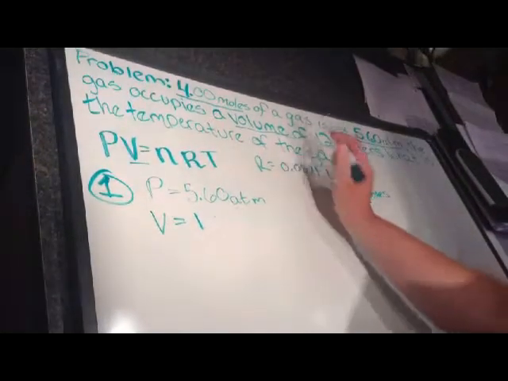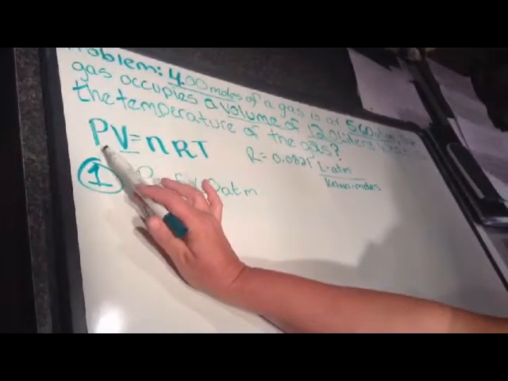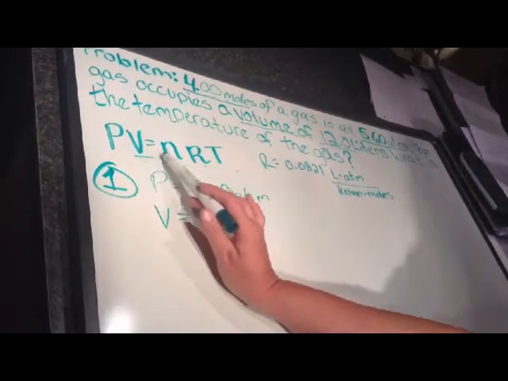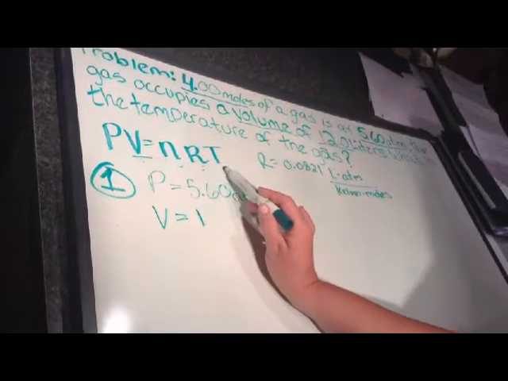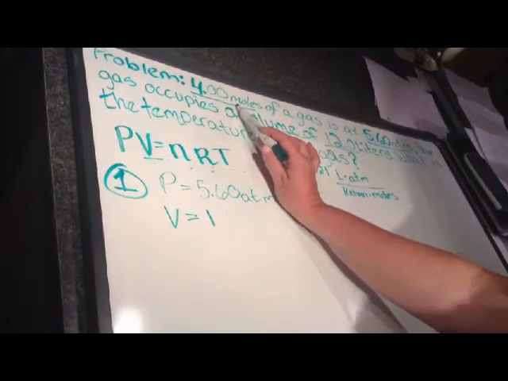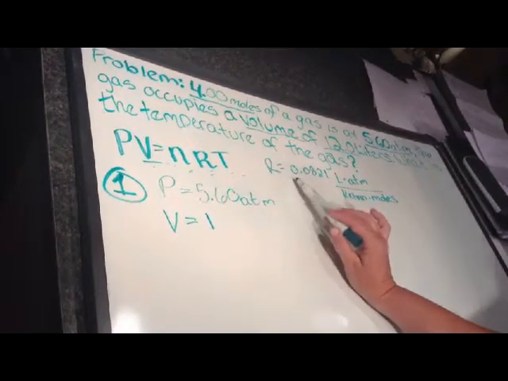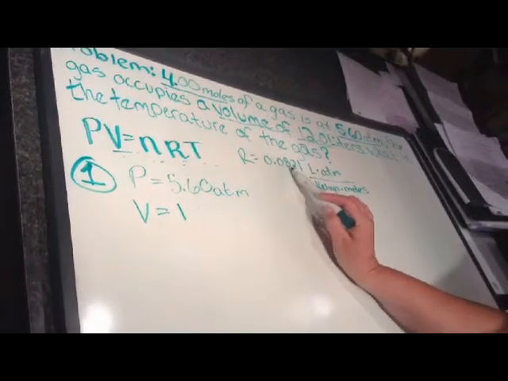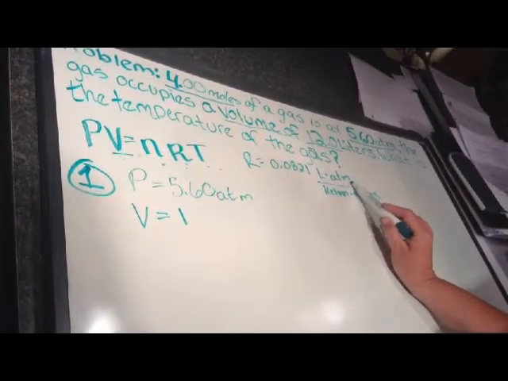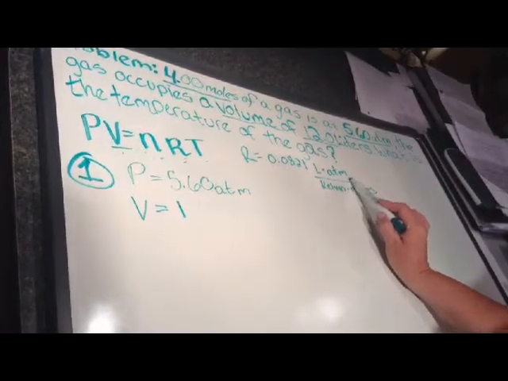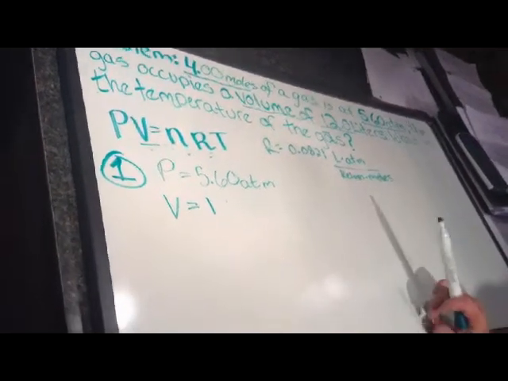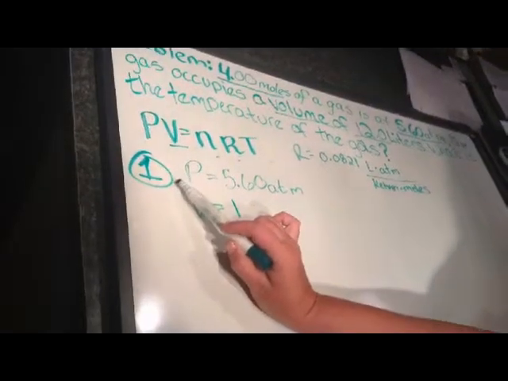So to solve this problem, we're going to use the ideal gas law equation, which is PV equals nRT. Pressure times volume equals n times R times T. Now, n is the given number of moles. R is a known value, which equals 0.0821 liters times atm, which is our pressure, over Kelvin times moles. So we're going to start by filling in what we know.